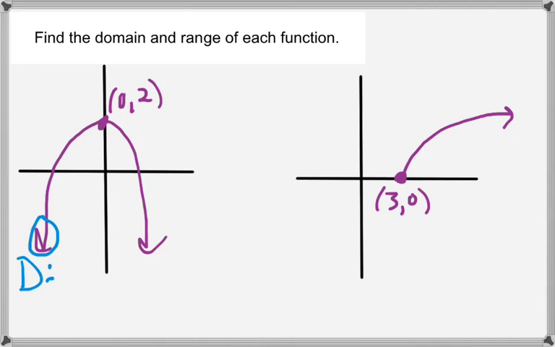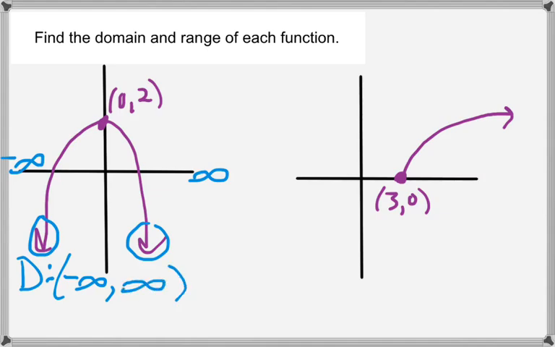Similarly, if you start tracing it toward the right, it keeps going forever to the right. And along the way, there aren't any x values that get skipped. So once again, the domain is all real numbers. So again, to signify that it goes forever left, we have negative infinity at the left end of our interval. And to signify that it goes forever right, we have positive infinity at the right end of the interval.